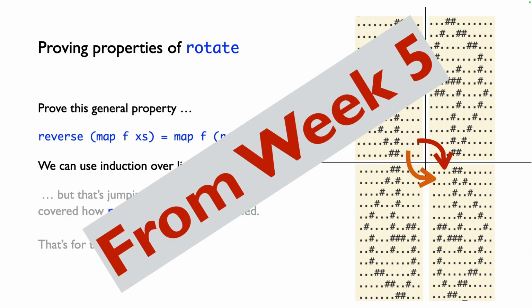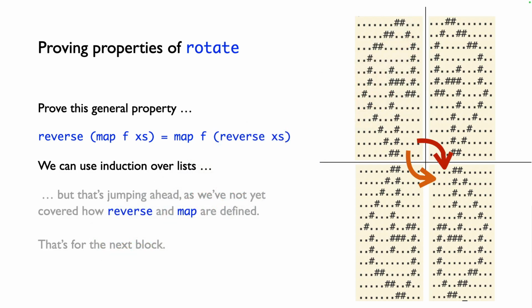If you remember, we foregrounded this in week 5 when we talked about the two ways that we might rotate a picture when we had the ASCII representation of those pictures. We could either reverse all the lines and then reverse the list of lines, or reverse the list of lines and then reverse all of them.